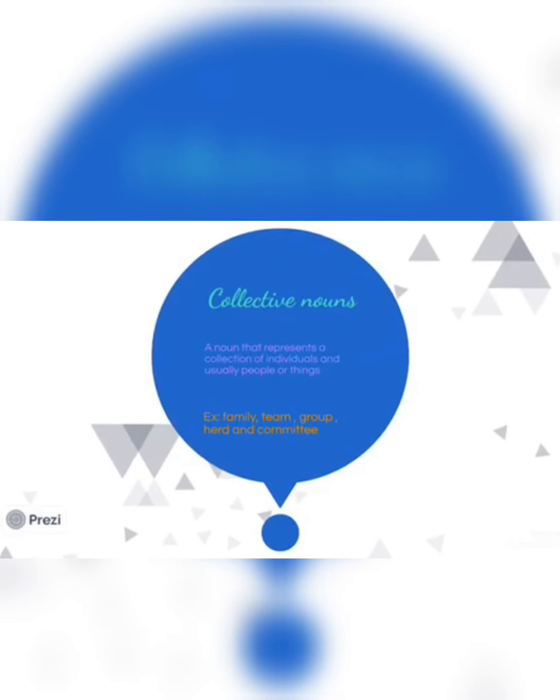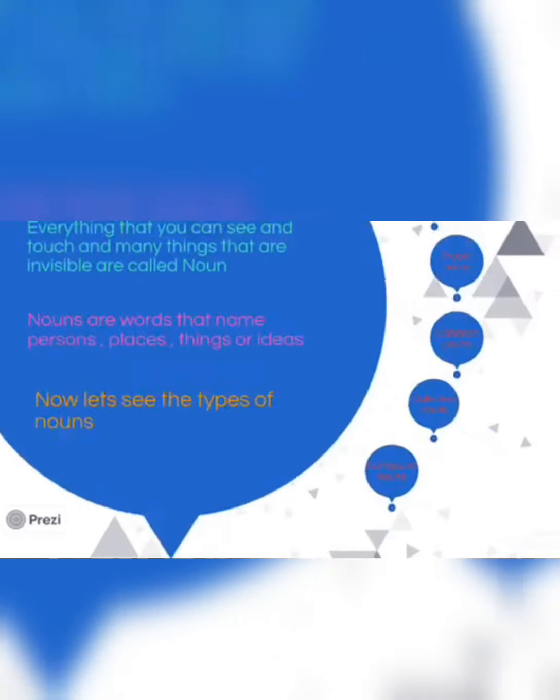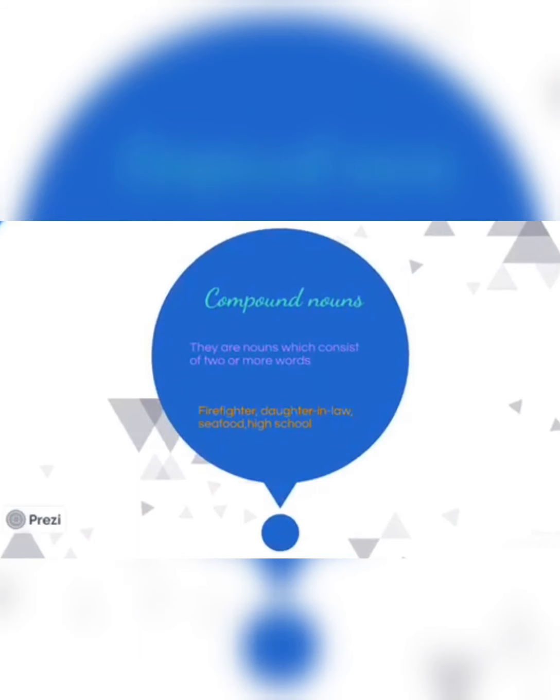Collective nouns. A noun that represents a collection of individuals, usually people or things. For example, team, group, family, and so on. Compound nouns. They are nouns which consist of 2 or more words. Firefighter, daughter-in-law, seafood, and so on.